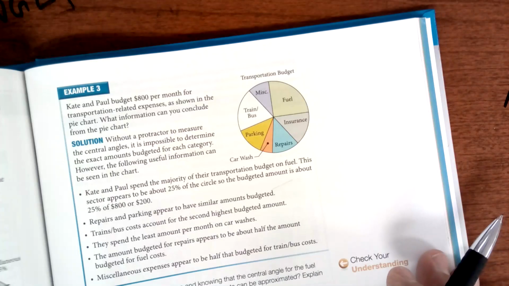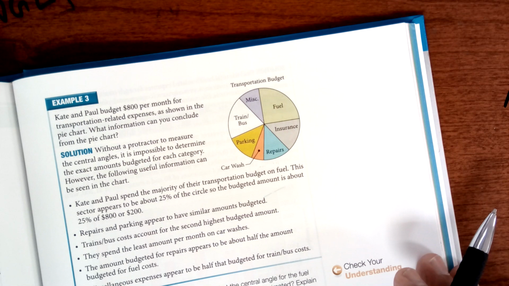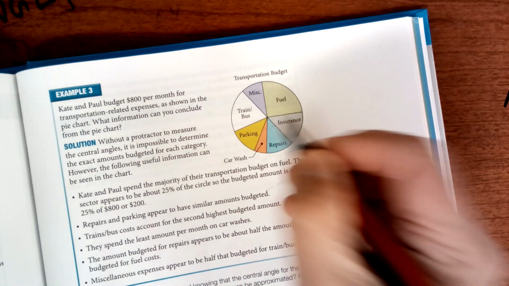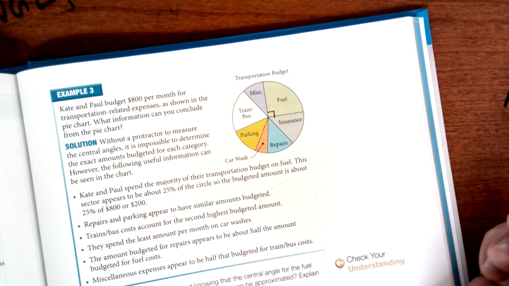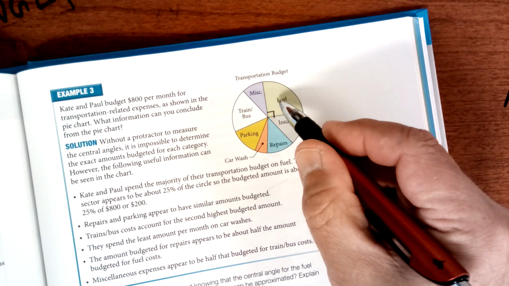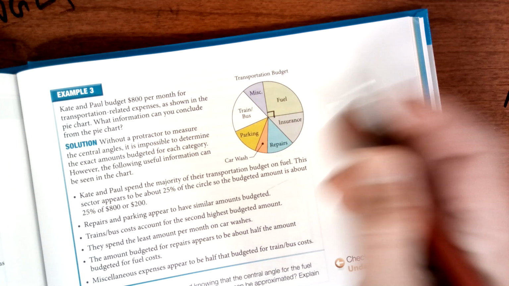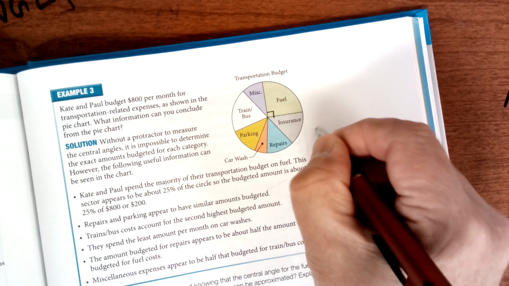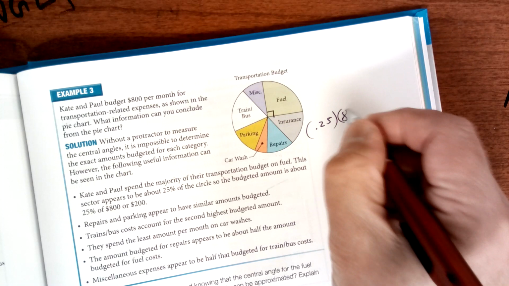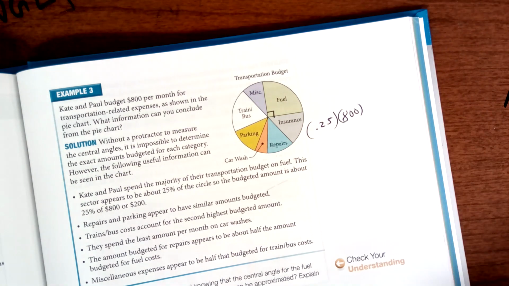Let's take a look at example 3. We have another pie graph or circle graph. And this right here says to estimate. Well, if you look right here, fuel looks like 90 degrees. So that is 25%. That's what that is. Because 25 and 25 and 25 and 25 is 100%. So you would take 0.25 times 800. And this is just an estimate. Okay, we're not going to break out the protractors on that.